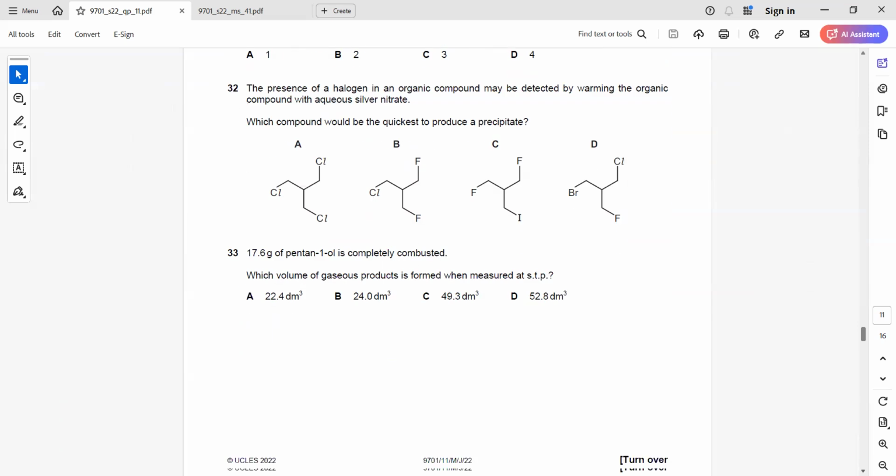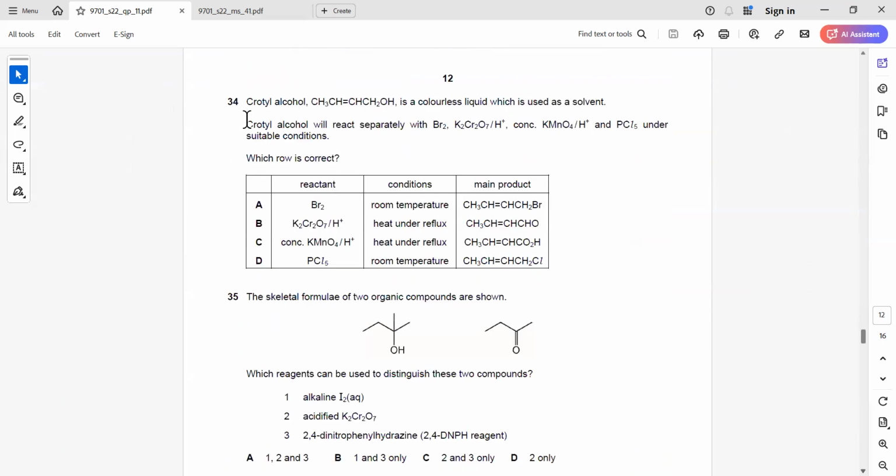Question number 34. In this question, they are saying crotyl alcohol with this molecular formula is a colorless liquid which is used as a solvent. It reacts separately with bromine, with the oxidizing agents potassium dichromate and KMnO4, and with PCl5. So here, look at this: CH3, CH double bond CH, and then CH2 and OH.